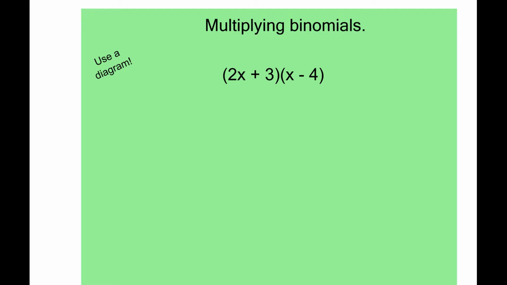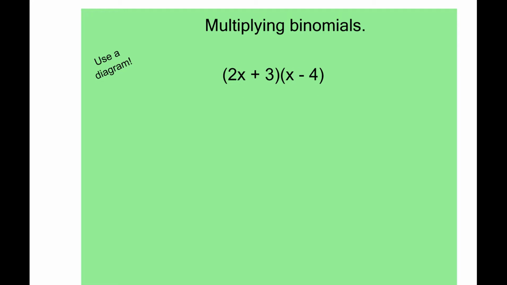Next, we're going to move into multiplying binomials. Multiplying binomials just means that we're going to be multiplying binomials. This is a binomial because it has two terms. 2x is a term, 3 is a term. X is a term, negative 4 is a term. So this is a binomial, this is a binomial.